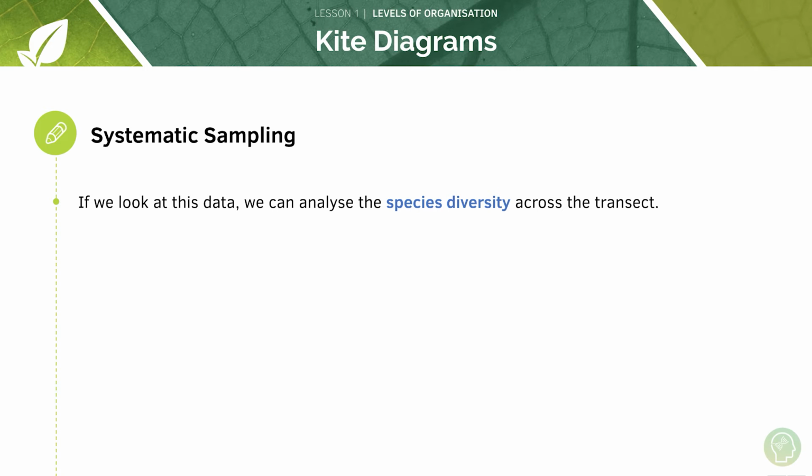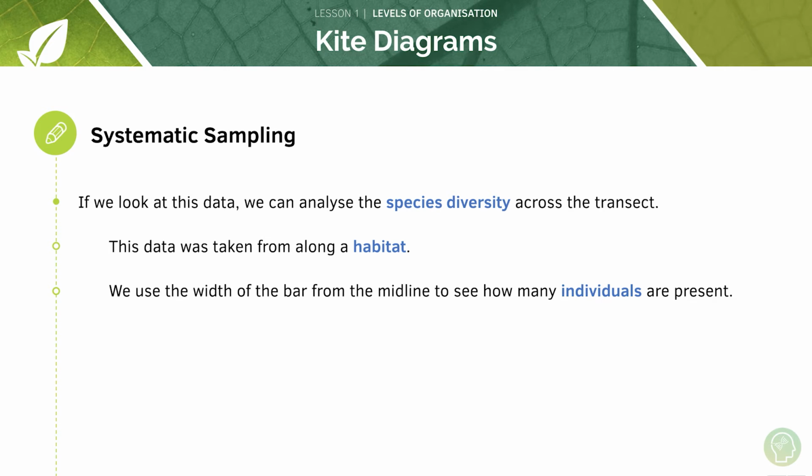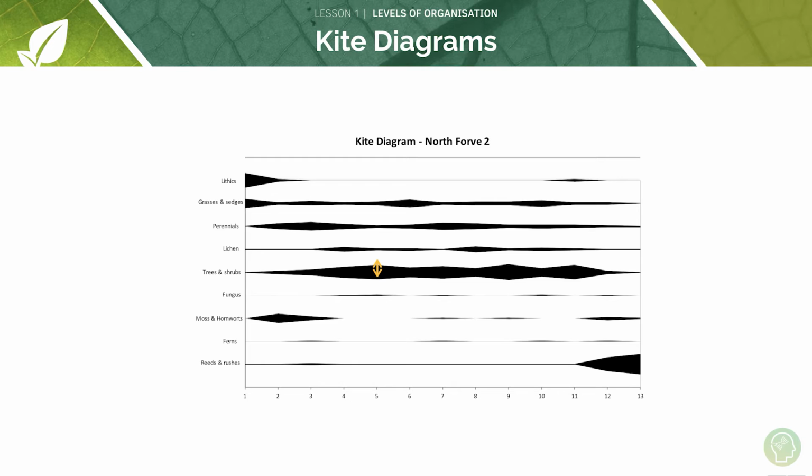So if we look at this data, we can analyse the species diversity across the transect. So this data was taken from along a habitat. We use the width of the bar from the midline for each organism to see how many individuals are present. So for example, with the trees and shrubs, we go from the midline and we measure either side and that's an equal proportion to the number of trees and shrubs present.